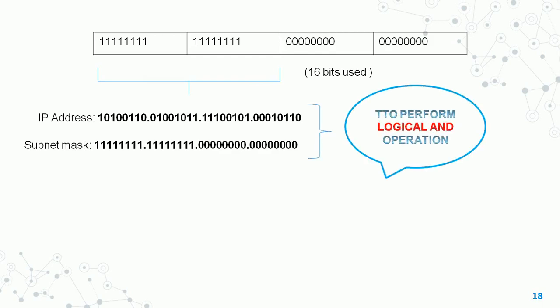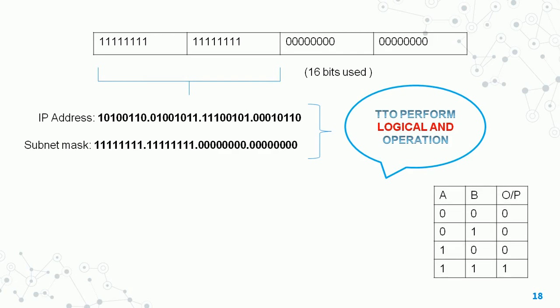To perform a logical AND operation, the truth table is here. When A and B inputs are high, the output is also high.